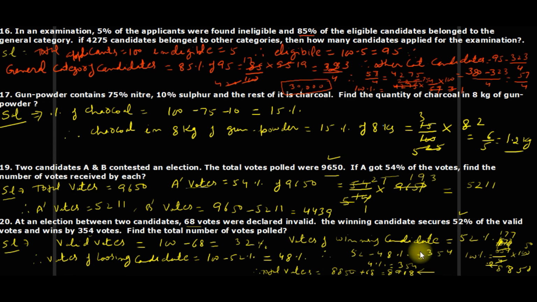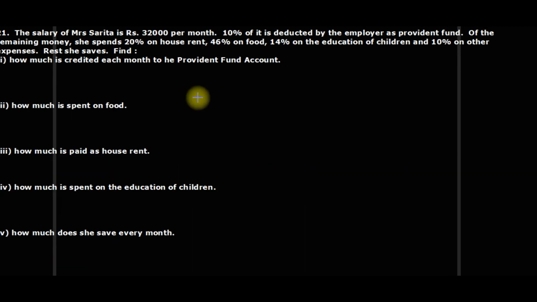This is the simplest way to do this question. Now move on to the next question, which is quite big, so we will do it carefully. The salary of Mrs. Sarita is 32,000 per month. 10% of it is deducted by the employer as provident fund. Of the remaining money, she spends 20% on house, 46% on food, 14% on education of children, 10% on other. Rest she saves. How much is credited? Now find how much is credited each month to the provident fund account.